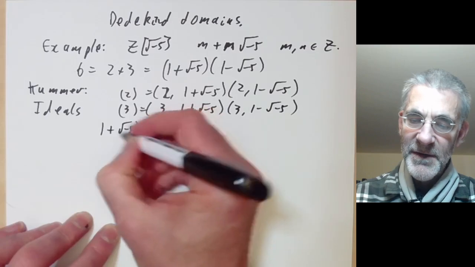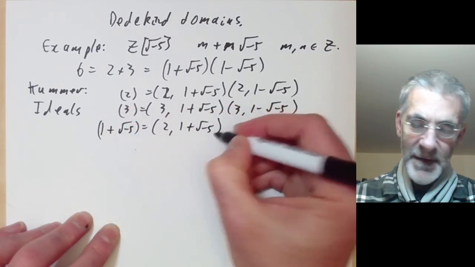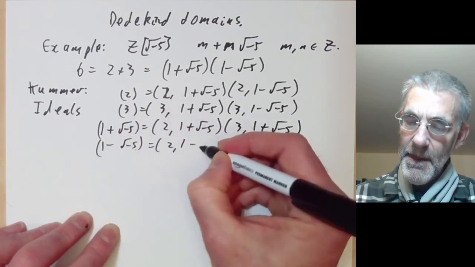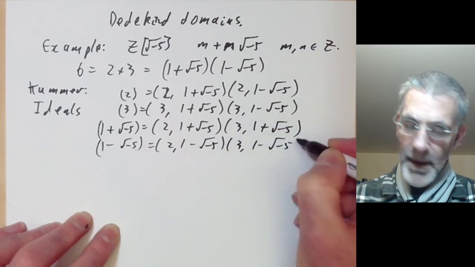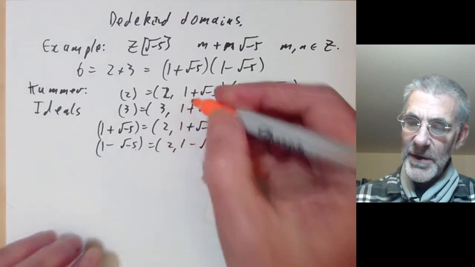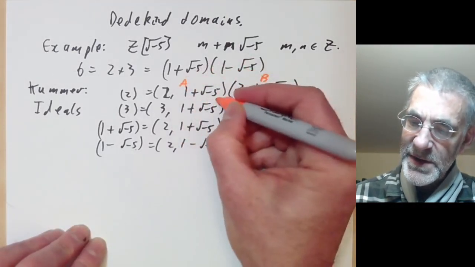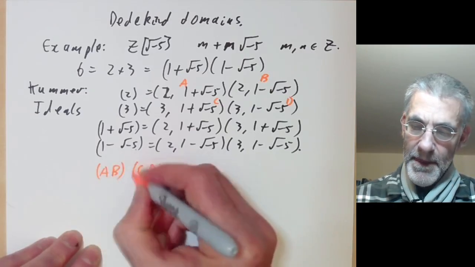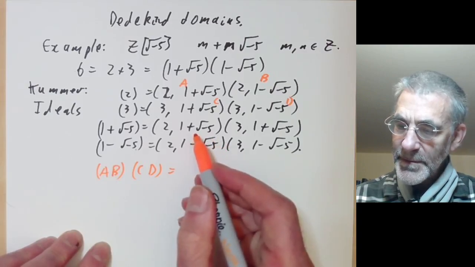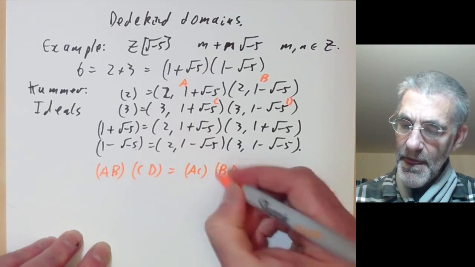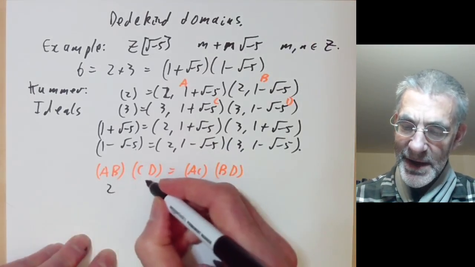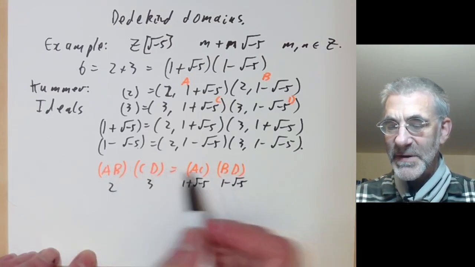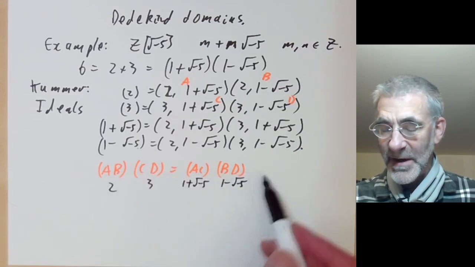So you can check (1 plus root minus 5) is just equal to (2, 1 plus root minus 5) times (3, 1 plus root minus 5). And finally, 1 minus root minus 5 factors in pretty much the same way. And now, if you call these ideals A, B, C, and D, then you find that AB times CD is equal to AC times BD. And this corresponds to the factorization 2 times 3 is (1 plus root minus 5) times (1 minus root minus 5). And although this factorization isn't unique, you can see in terms of ideals it is unique up to order. It's just saying ABCD is equal to ACBD.